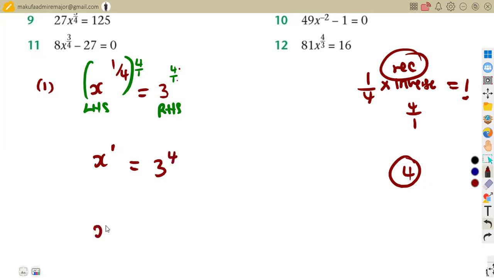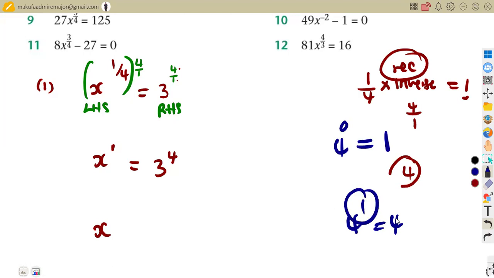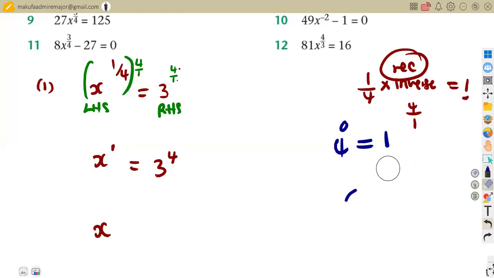So as we can see, we now have x because any number, when raised to the exponent of 1, remains as it is. 4 to the exponent of 1 is 4. This is not 4 to the exponent of 0, which gives us a 1. To the exponent of 1, the number remains as it is. So take note of that.